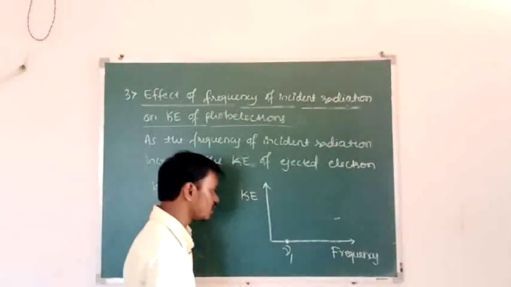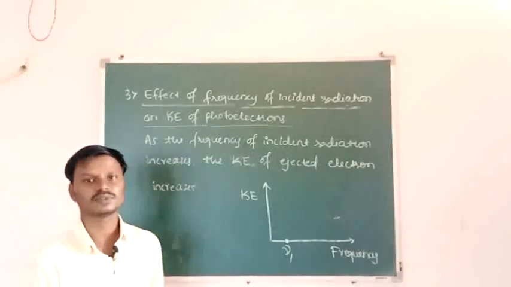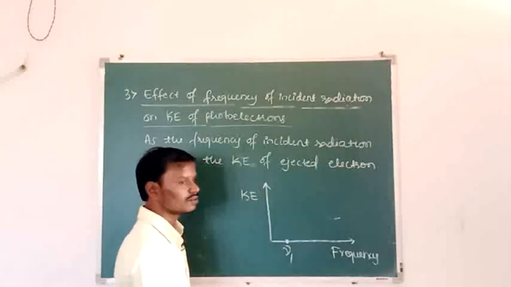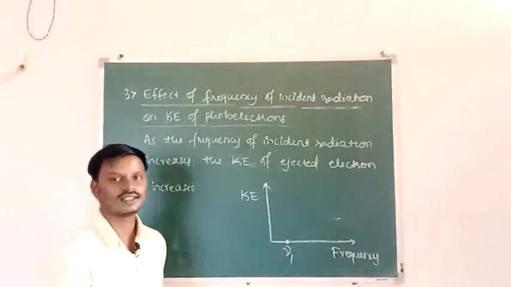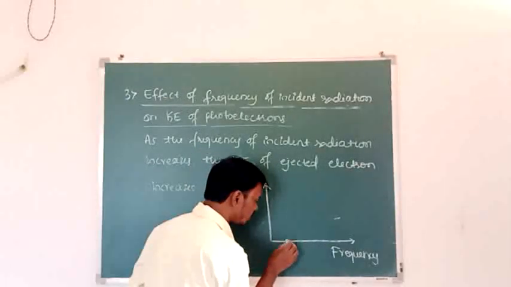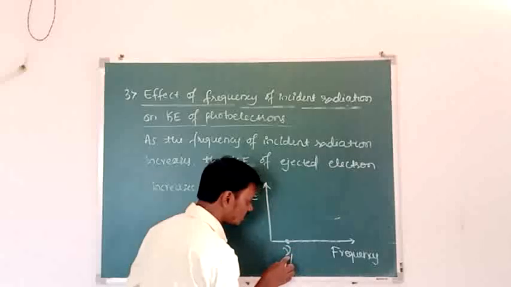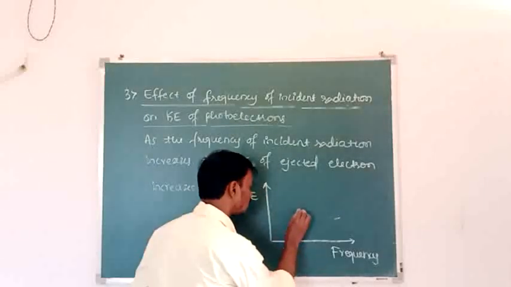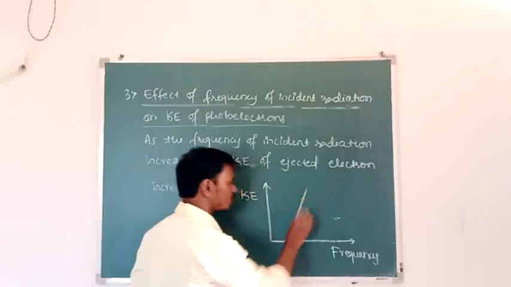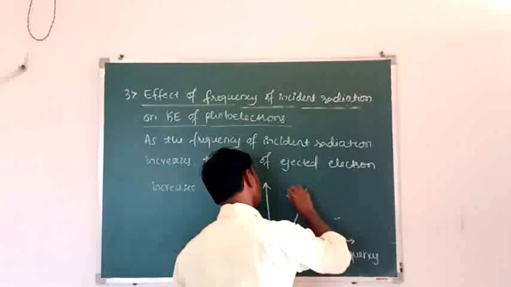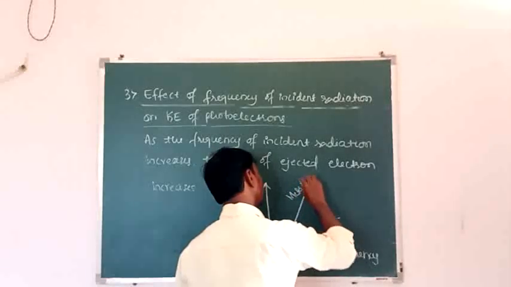It is the minimum frequency required to eject an electron. Below this frequency there is no ejection of electron from the metal. If there is no ejection of electron from the metal, then there is no kinetic energy. Kinetic energy is negative. Suppose the frequency of incident radiation goes on increasing from its threshold frequency, the kinetic energy of photoelectron also increases. This is for metal 1, for example cesium metal.